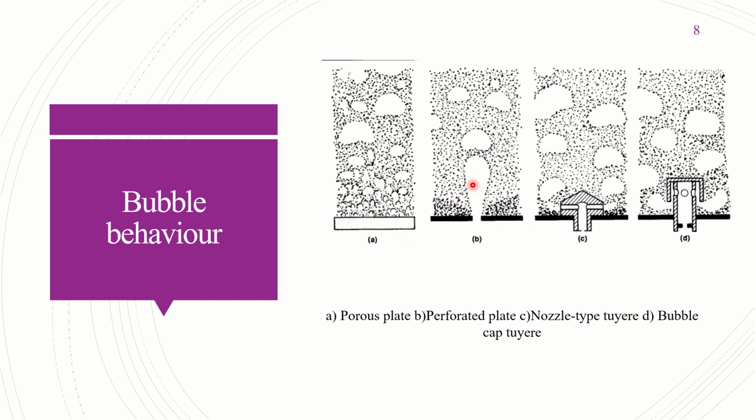I mean, this is a perforated plate, but I am saying in terms of a porous plate. For example, consider this, and here it would be the orifice opening. So here it is the orifice velocity, and here it is the minimum fluidizing velocity. Based on that, the bubbles would be getting formed.